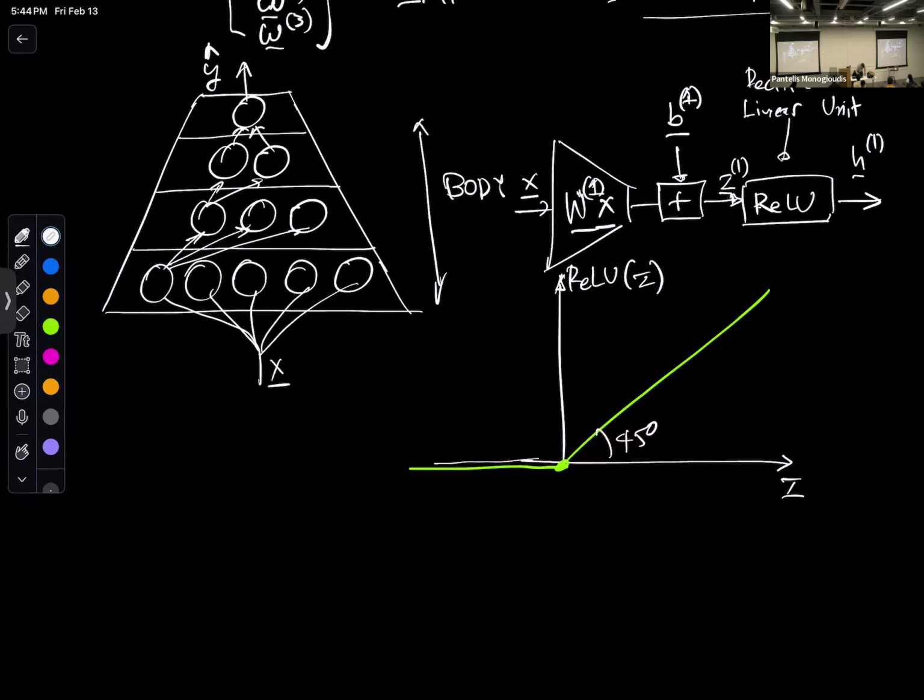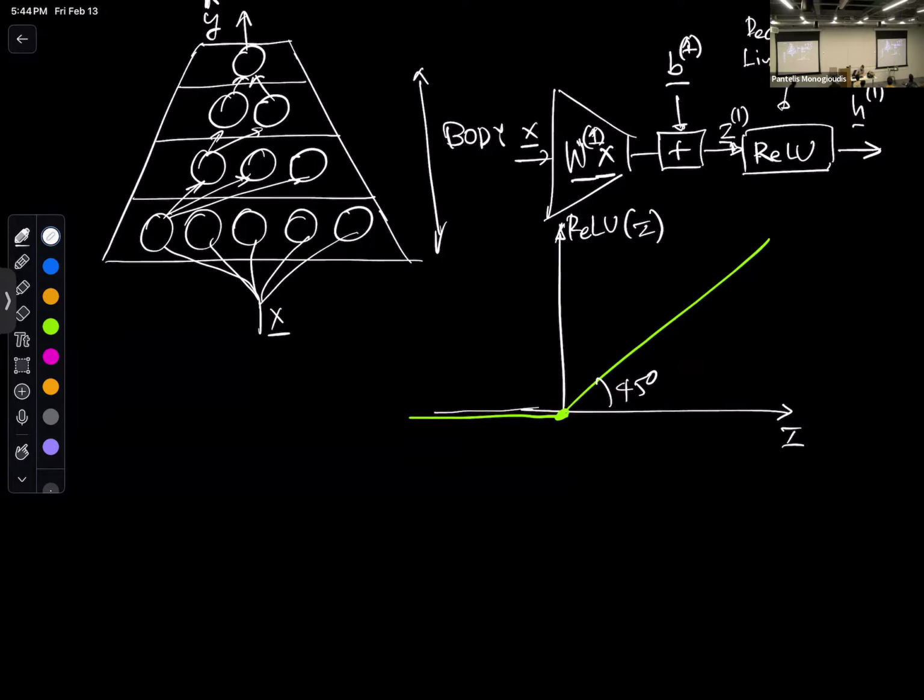And the function is definitely nonlinear. Why is ReLU a nonlinear function? Because it is doing clipping. Every positive number goes through unchanged, but what happens to the negative numbers? Zero. So the equation of ReLU is max of 0, z. That's the equation of ReLU.